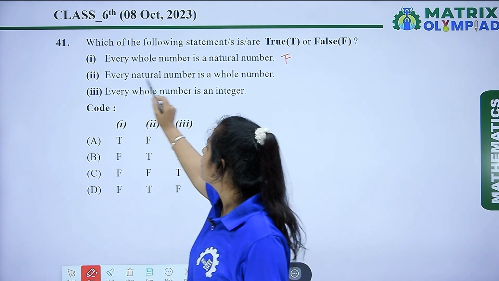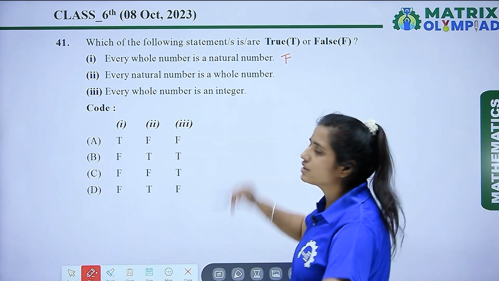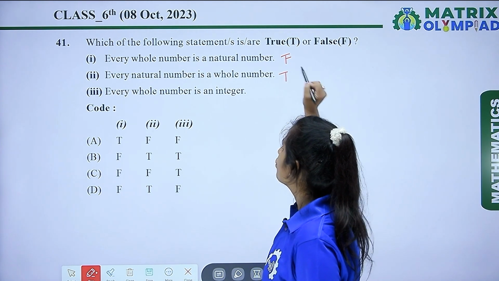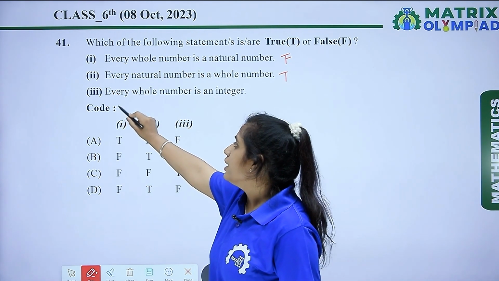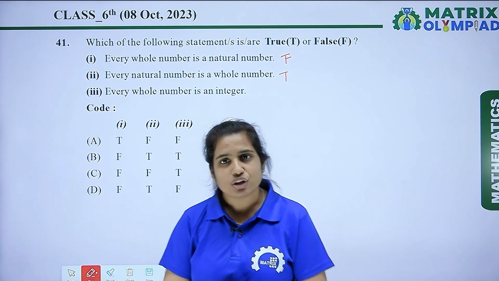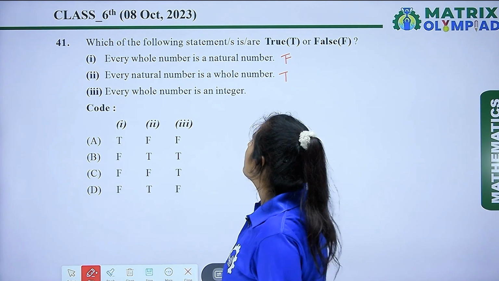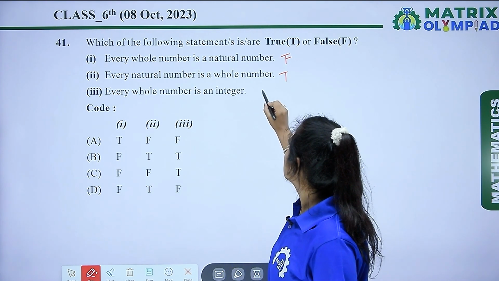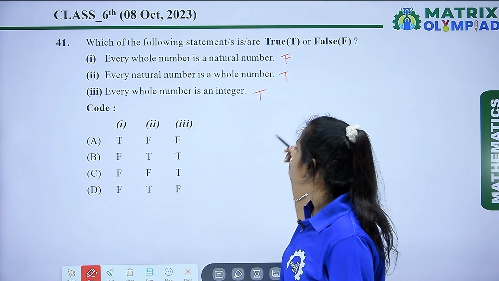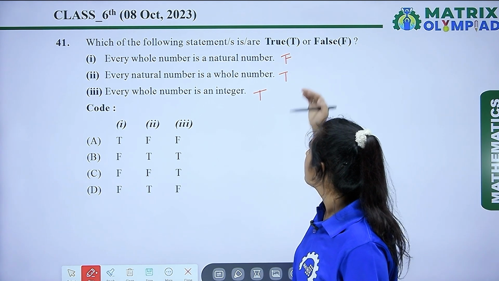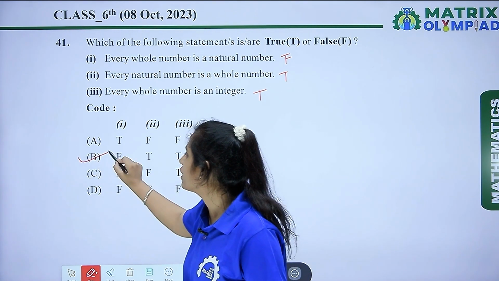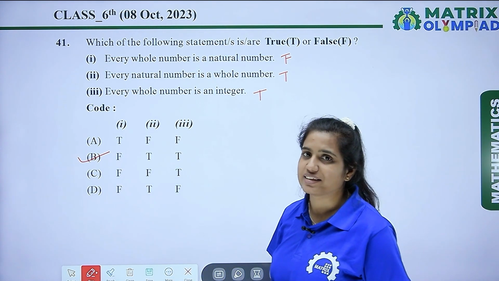Next statement is every natural number is a whole number. सारे natural number क्या होते हैं? Whole number होते हैं. So this statement is true. Third is every whole number is an integer. सारे whole number क्या integer होते हैं? Yes, all the whole numbers are integers. So here the statement is true. So according to the question, we can say first statement is false, true, true. Now we have to find it out, and here option B is the correct answer.